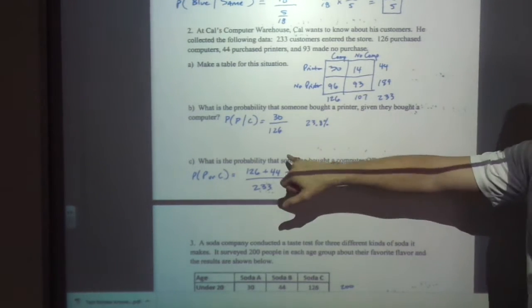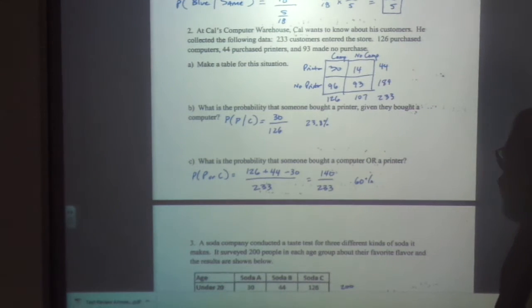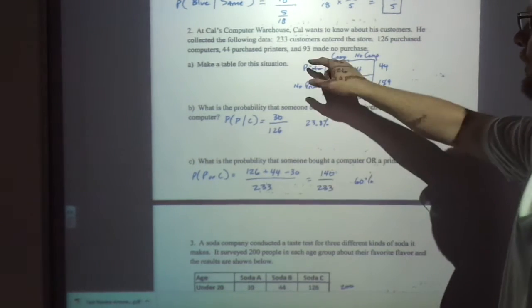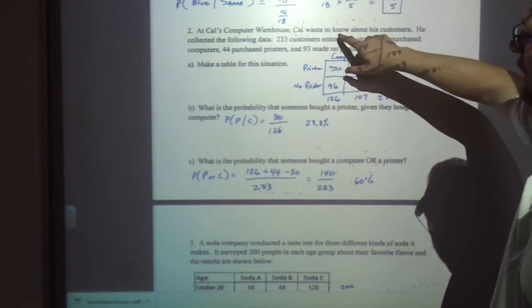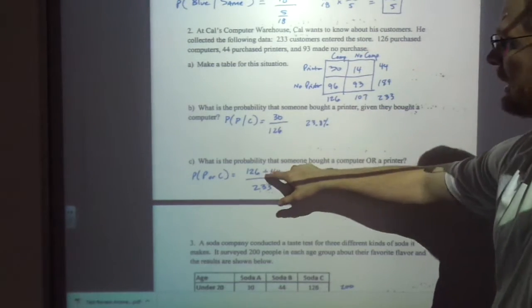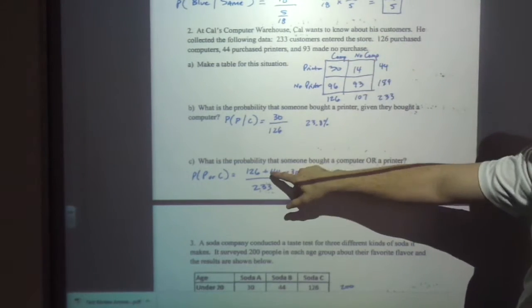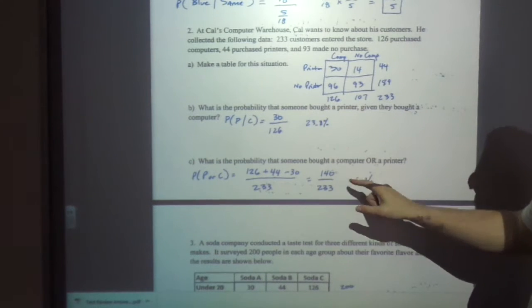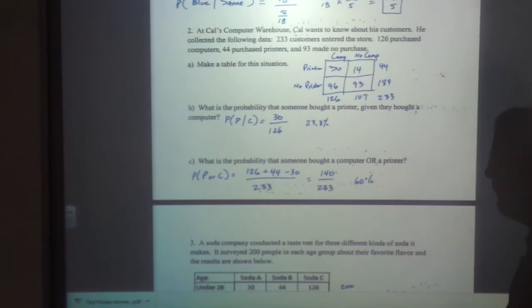What's the probability somebody bought a computer or a printer? Well, I know with OR problems I need to take all the printer people, 44, plus all the computer people, 126, but I double counted these 30, so I'll subtract the 30, so I end up with 140 out of 233.